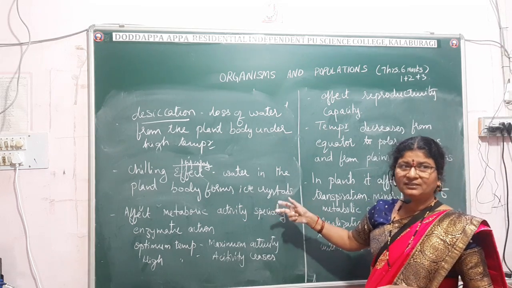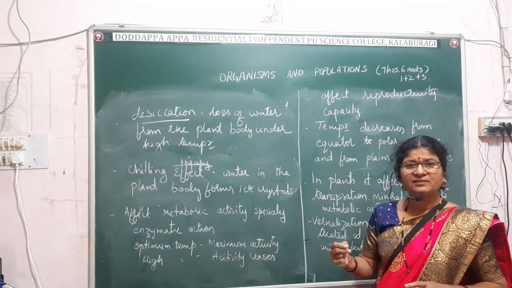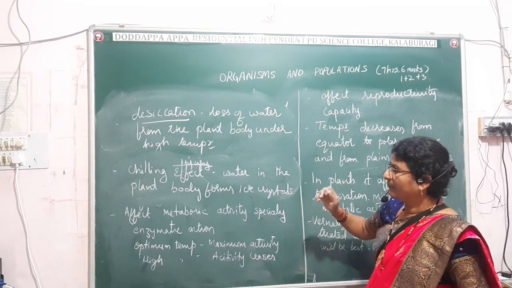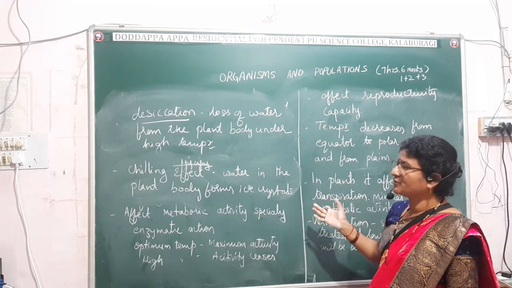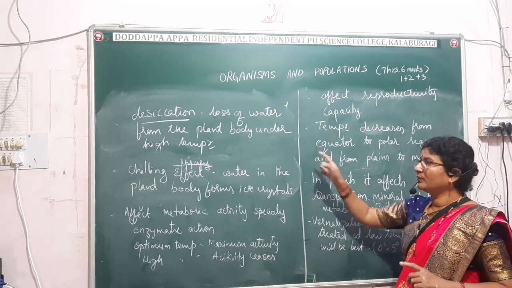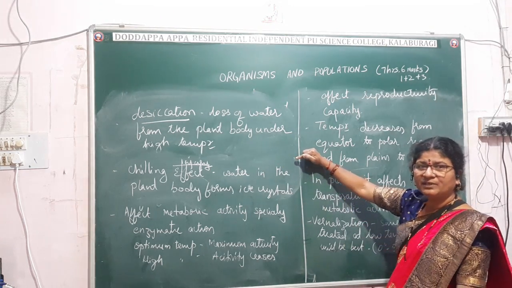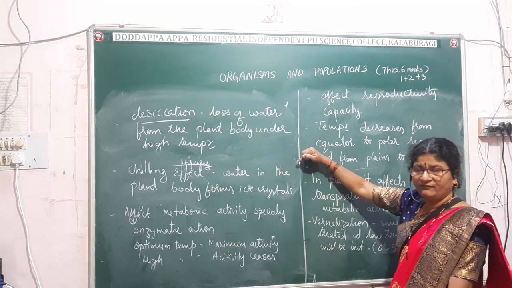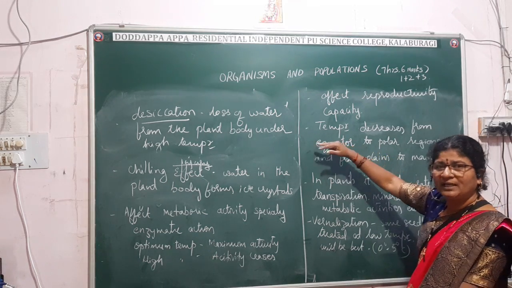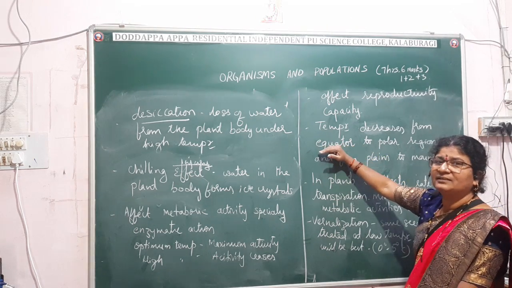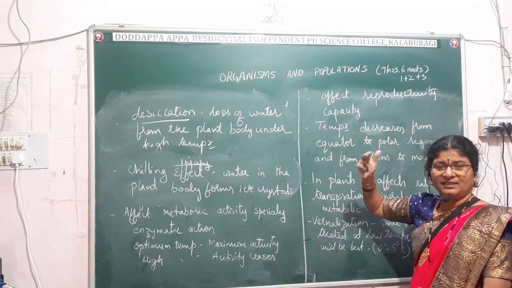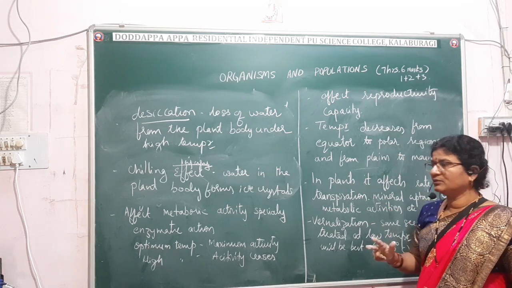Fine. Now let us have a look at the things which we have studied, that is about temperature. Temperature is the major factor which will affect the life of organisms, and mainly it affects the distribution of organisms on the earth. In the equatorial region, the temperature will be high, and the life found in that region also will be more. As you move from the equator to the polar region, the temperature decreases and the life also decreases. From the plains to the mountain region, the temperature decreases the same way, and the life also decreases.